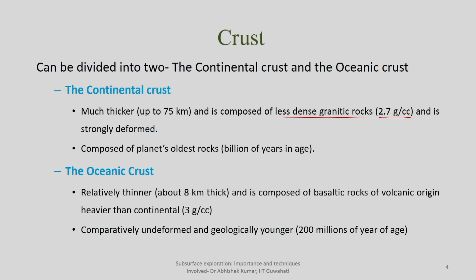Then you have the oceanic crust, which is relatively thinner. On an average, the thickness of oceanic crust is 8 kilometers or close to that, and it is mostly composed of basaltic layers, while the continental crust is mostly granitic layers. The overall density of the oceanic crust is 3 gram per cc, and in comparison to continental crust, oceanic crust is relatively undeformable. The geological age is close to 200 million years.